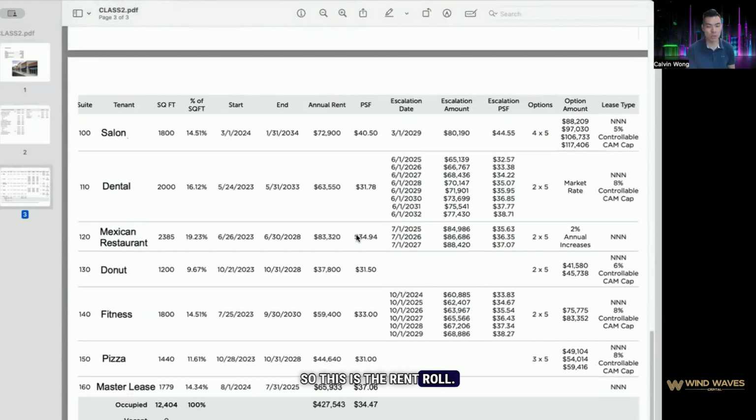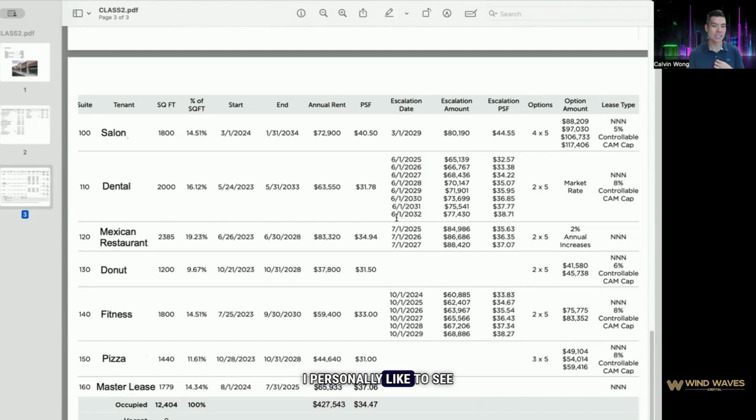So this is the rent roll. You want to look at each tenant, when their lease starts and where the lease escalations are. This is very important because when you buy commercial properties, the value of the property is based on the cash flow. The higher the cash flow, the higher the value. You want to see if you have an opportunity to increase rent when a tenant's lease is up, whether the renewal is at a market rate or capped at a 2% increase.